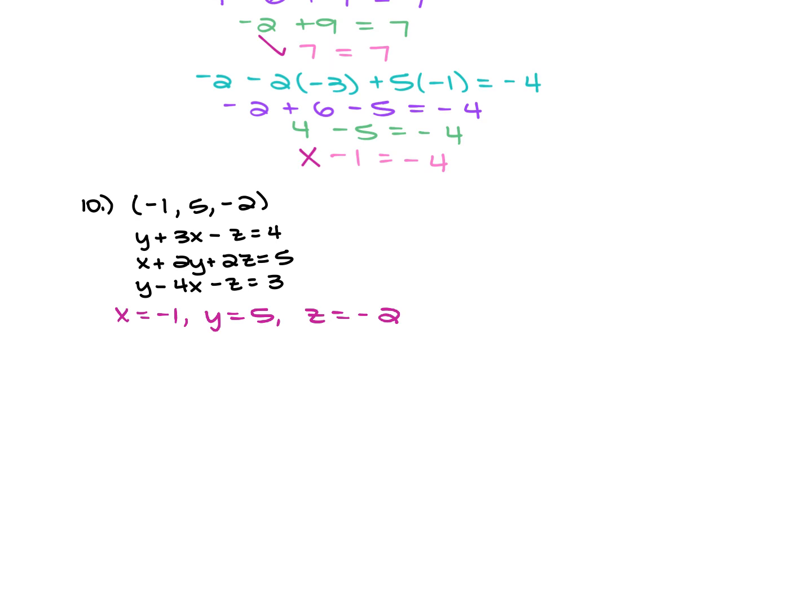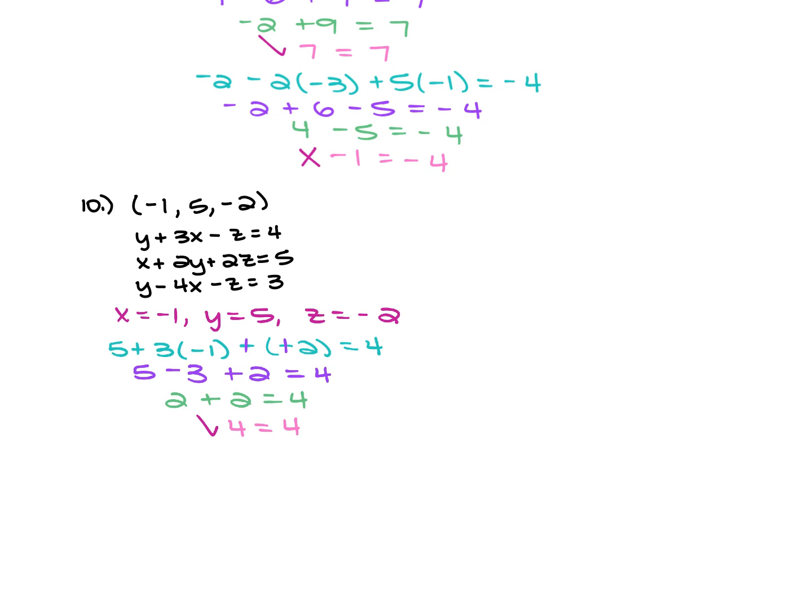If we plug these values into the top one, it's going to give us 5 plus 3 times negative 1 minus negative 2 is equal to 4. Your double negatives turn into positives. The 3 times negative 1 is negative 3. So this gives us 5 minus 3 plus 2 is equal to 4. 5 minus 3 is 2, plus 2 gives us 4. So 4 is equal to 4. It's a true statement. Move to your next one.